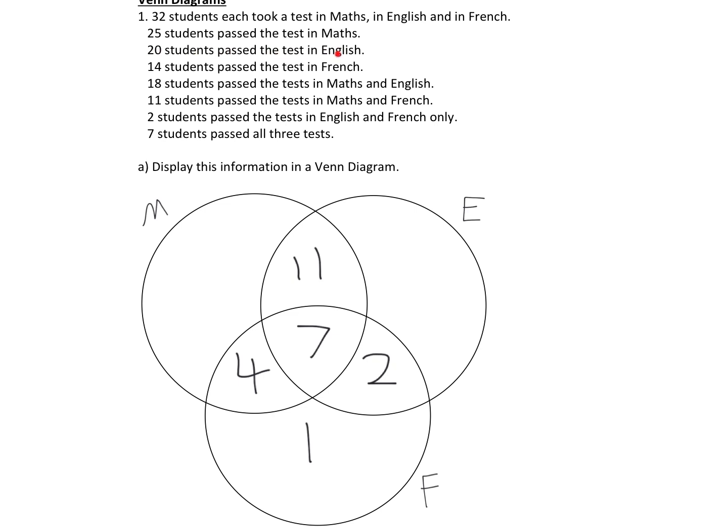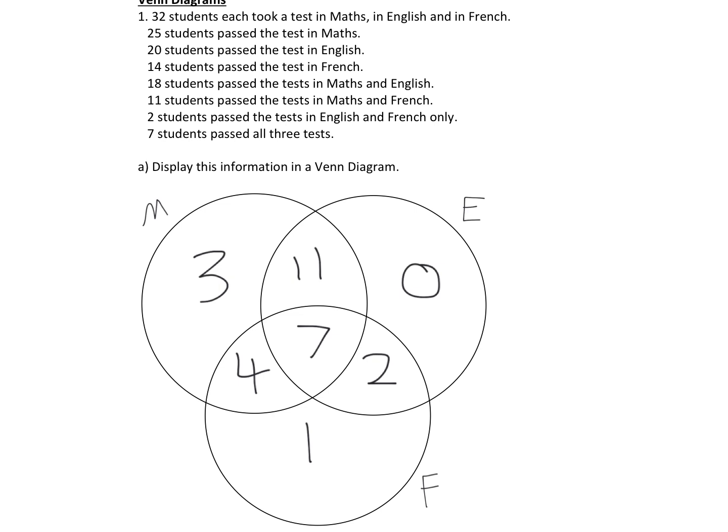20 students passed English. This whole circle has to be 20. 11 plus 7 is 18, plus 2 is 20, which means we've got 0 in there. And 25 students passed the maths. This has to be 25. We've got 4 and 7 is 11, plus another 11 is 22, so we need another 3 to make 25.